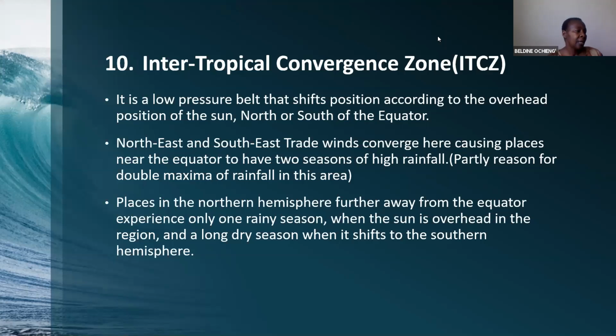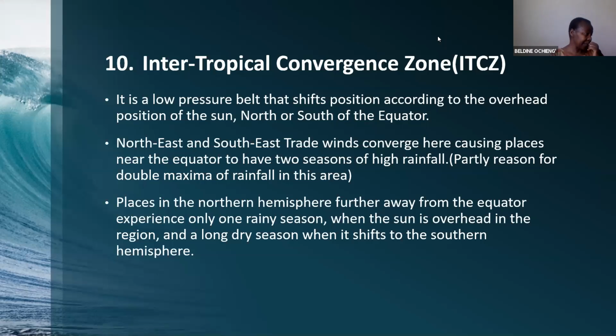Like in our country, we used to have, but it is still documented, we've not changed the details of climate. We used to have March to May high rainfall, that is the first maxima. Then September to November, December, we used to have short rains. That was the second maxima. That is why it was called double maxima in a year, because of these trade winds.